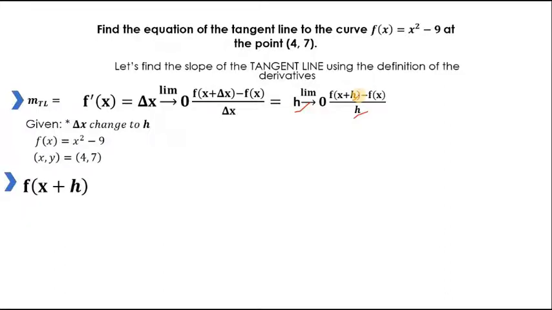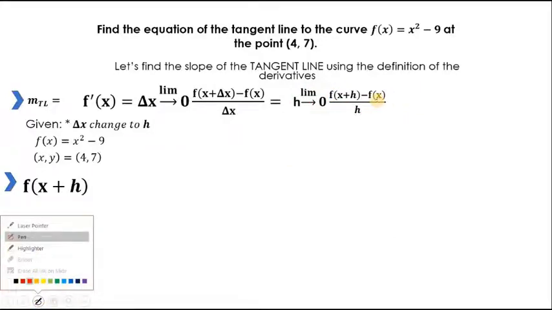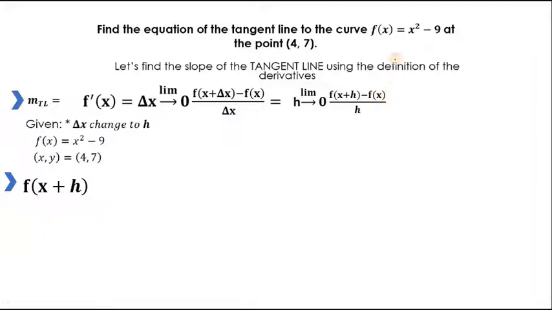Now, I have to solve the slope of the tangent line using this one. But how am I going to use that one? Or how am I going to solve this one? Before I use this one, I have to find my f of x plus h, and also my f of x. The question is, do I have my f of x already? Yes. I already have my f of x. Where is my f of x? My original function, which is x squared minus 9.